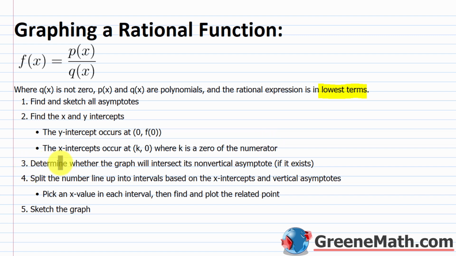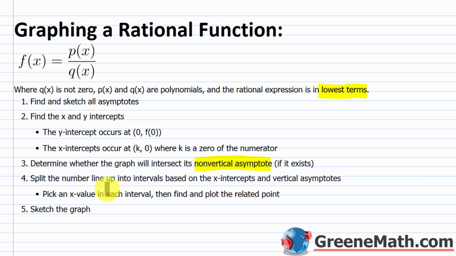Then for the third thing, we're going to determine whether the graph will intersect its non-vertical asymptote, if it exists. A lot of times if you get a horizontal asymptote of y equals 0, or the x-axis, you don't need to do this because you've already figured out if you have an x-intercept, so this would be already done for you. There's other scenarios. You might get a horizontal asymptote that's maybe y equals 2 or a slant asymptote, something like that. In that case, you'd have to take this additional step. Then the fourth thing is we want to split the number line up into intervals based on the x-intercepts and vertical asymptotes.